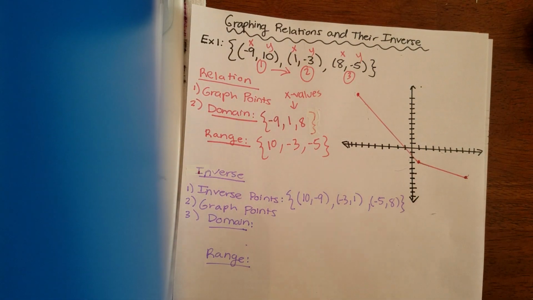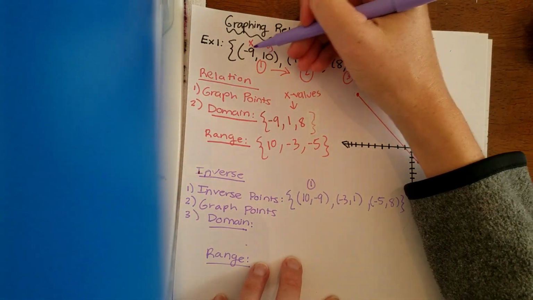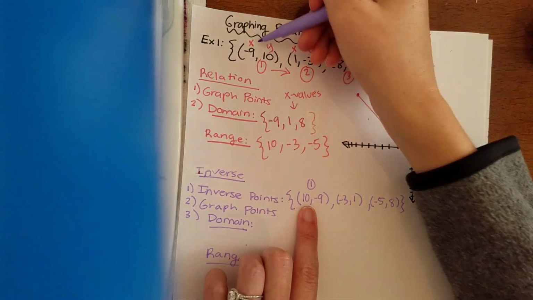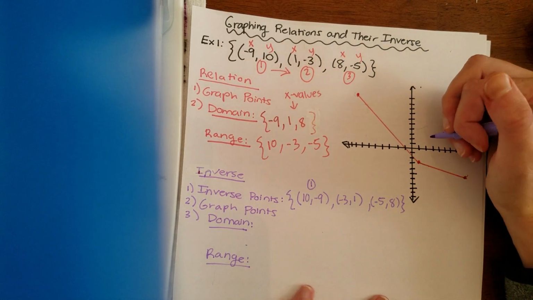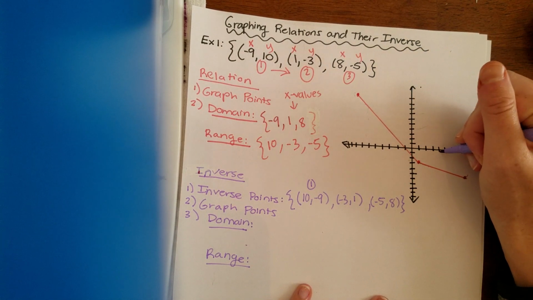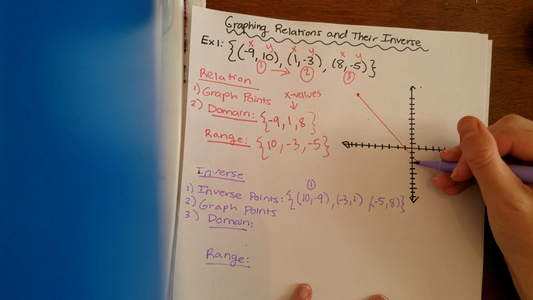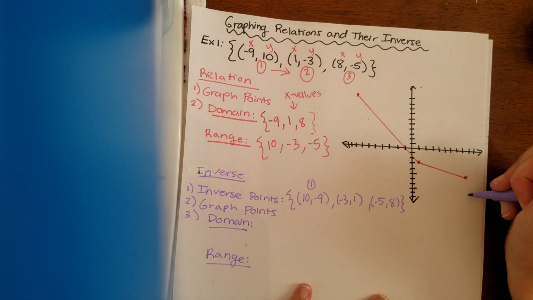Alright, so now we're going to graph these points, and I'm going to graph them in the same order that we did up here. Since I graphed (-9, 10) first, I'm going to graph the point that relates to that one first. So (10, -9). That's the first one I'm going to graph. 1, 2, 3, 4, 5, 6, 7, 8, 9, 10, and then down 1, 2, 3, 4, 5, 6, 7, 8, 9. So about right there.